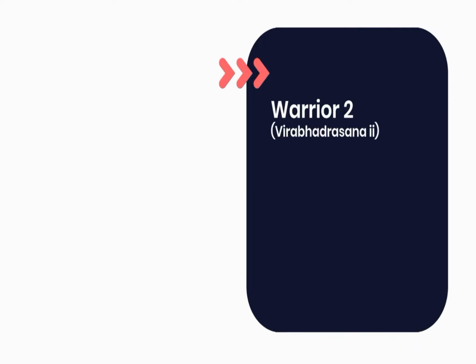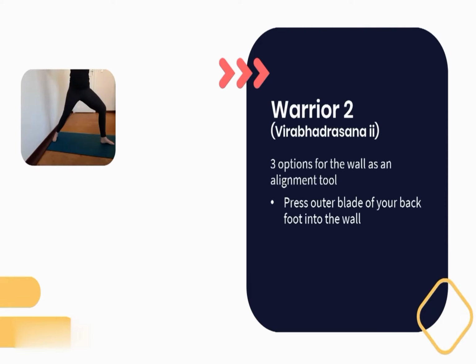Warrior 2, Virabhadrasana 2. The wall is a wonderful alignment tool for Warrior 2 as well. Align your back foot with the wall and gently press the outside blade of your foot into the wall. The feedback from this action is useful to keep the arches of the feet lifted and protect the knees.